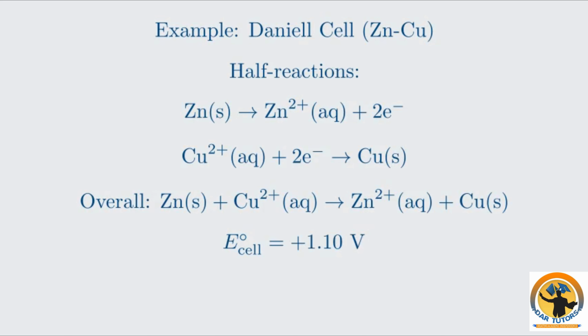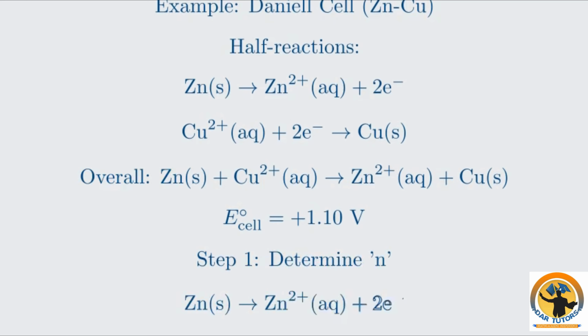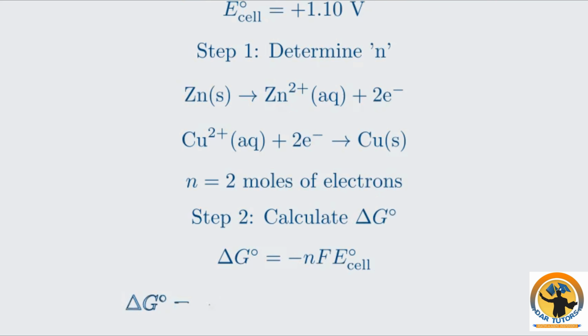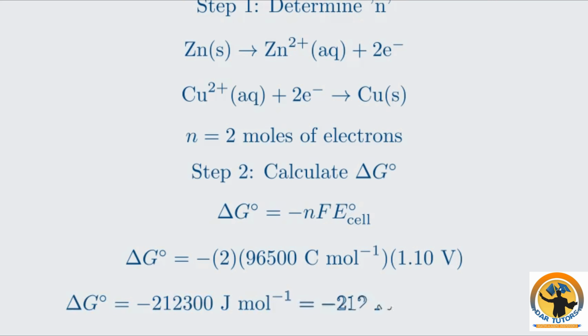Step 1. Determine n, the moles of electrons transferred. From the half equations, we can see that 2 moles of electrons are transferred for every mole of reaction. So n equals 2. Now we have all the values to calculate delta G naught. Step 2. Calculate delta G naught using the equation. Substituting the values, we get delta G naught equals negative 2 times 96,500 coulombs per mole times 1.1 volts.